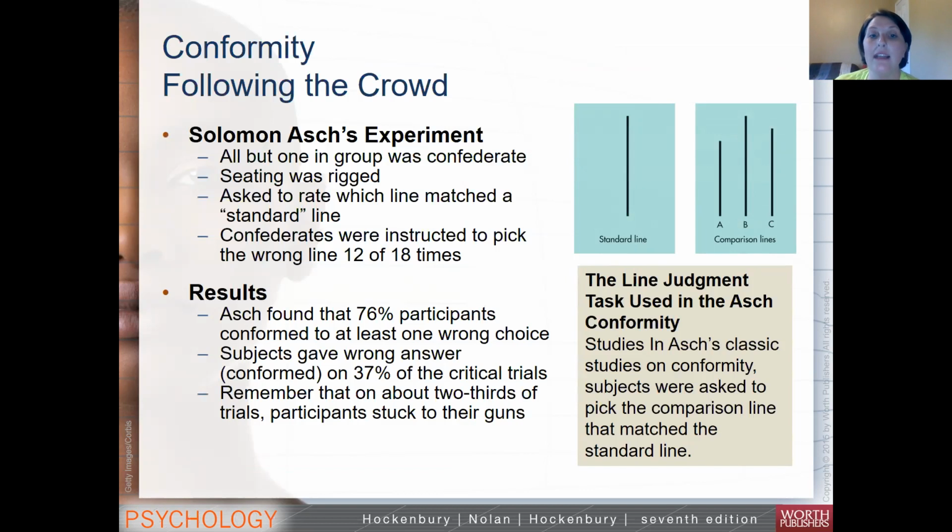It turns out that 76% of participants actually conformed and said it was not B, at least one time. So remember that they're giving the answer correctly so many times, but then 76% of those people at one point conformed. The subjects agreed with everyone else and gave the wrong answer on 37% of the critical trials. So 2/3 of the time they're like, it's B. It's B. But then 1/3 of the time they're conforming. And you ask yourself, why is it that people knew this was an obvious choice? They knew it was incorrect, but yet they still went with it.